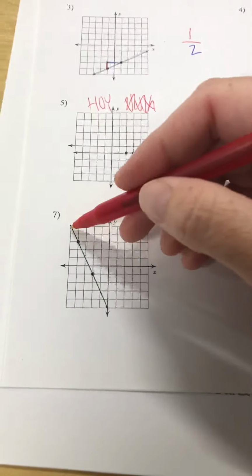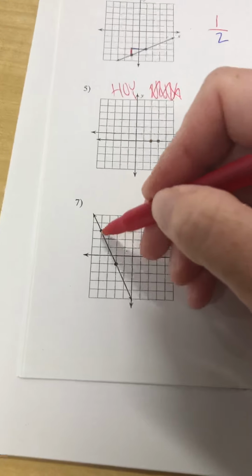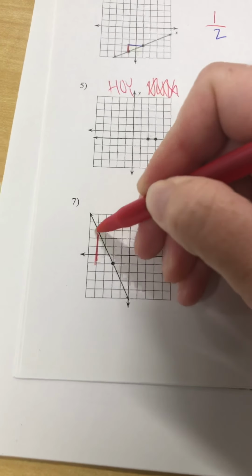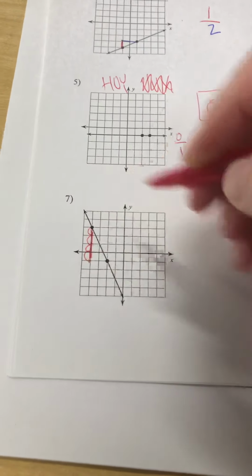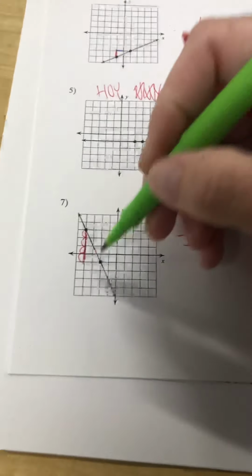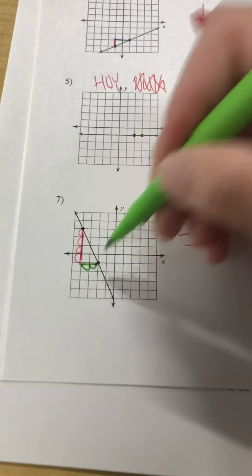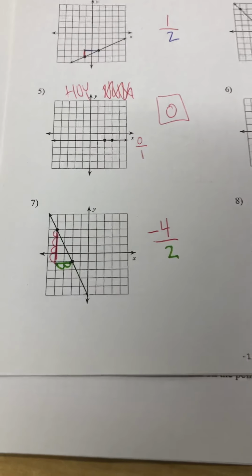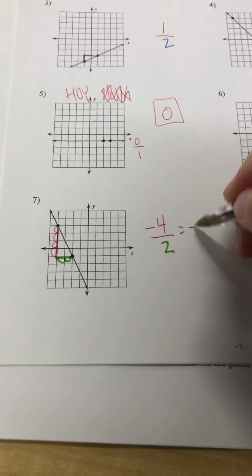This one we can see is going down, which we know is negative, but if we go from left to right, we can see it went down 1, 2, 3, 4. So down 4 means -4, and then we're going to go to the right 2, 1, 2, and so my slope would be -2.